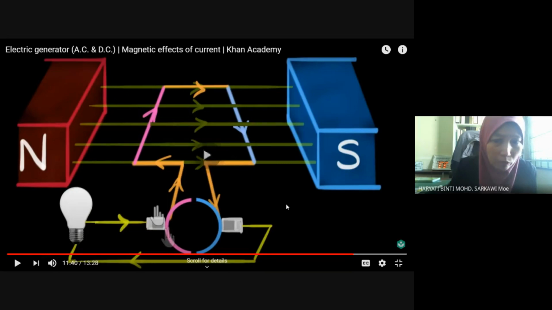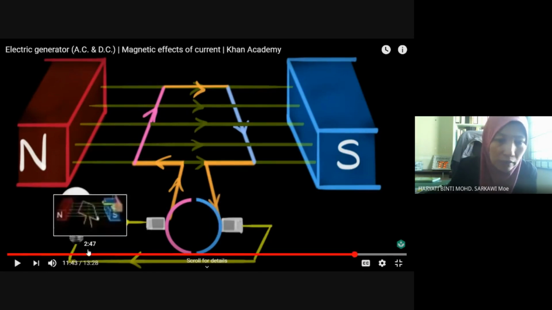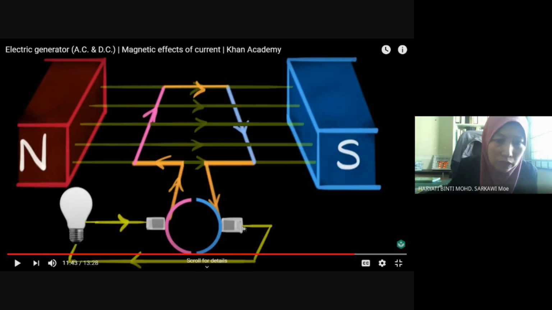When we say direct current, it actually refers to the external circuit. So the current in the external circuit will always be in one direction. It will be like this, in a clockwise direction, all the time.